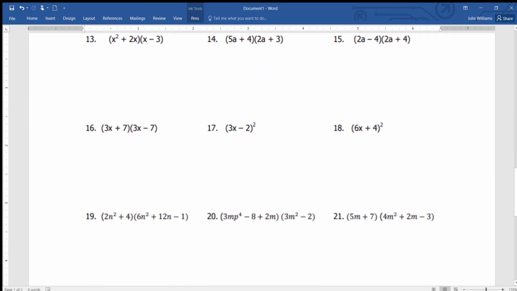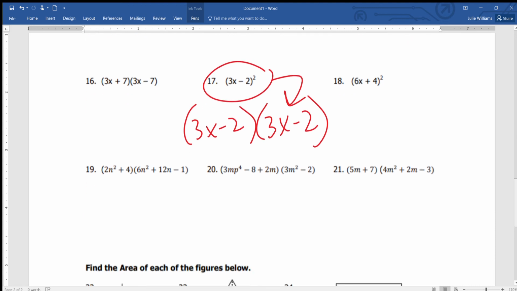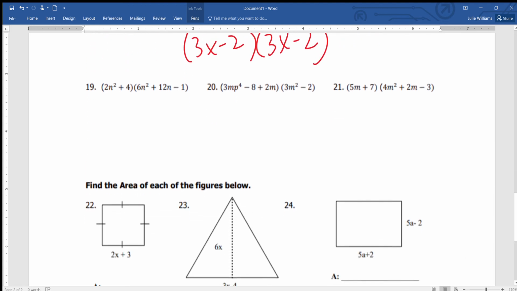All right. Again, what would that look like if you were to multiply it? It would be 3x minus 2 times 3x minus 2. Please write it like that. Please, please, please. Okay, I wanted to show you some like this. These are more difficult. I'm just going to choose one.